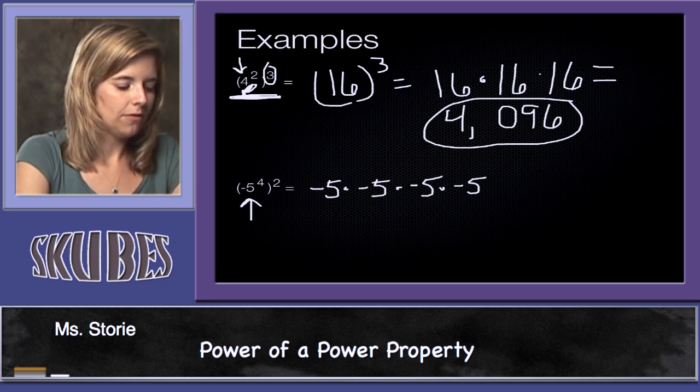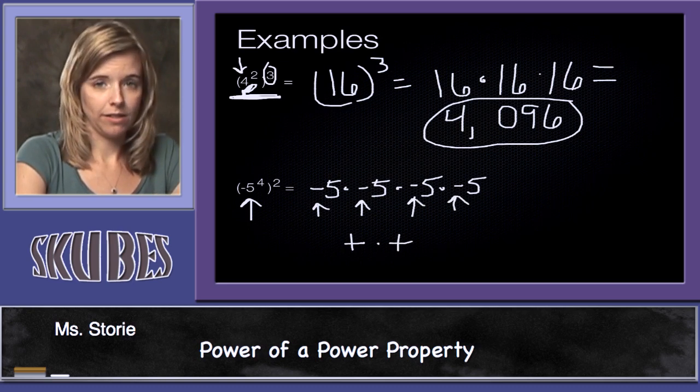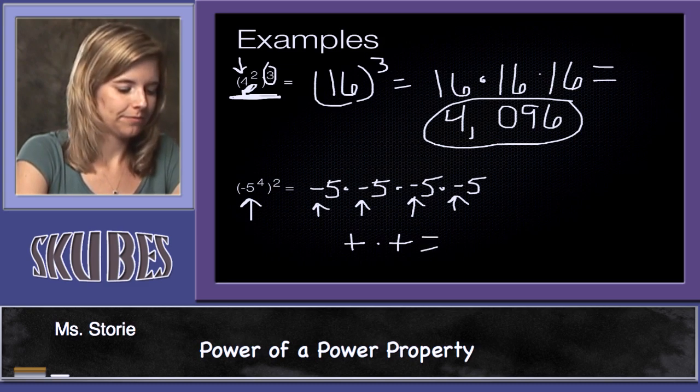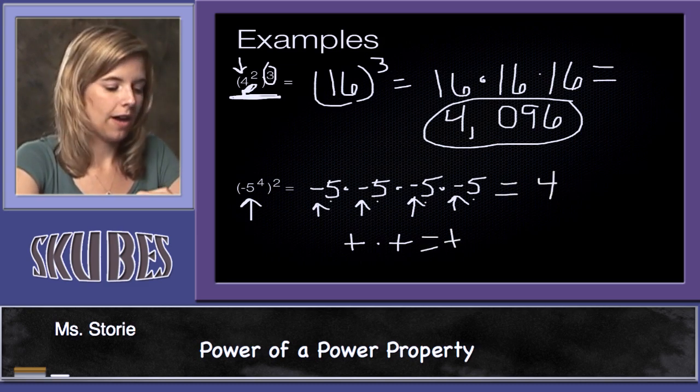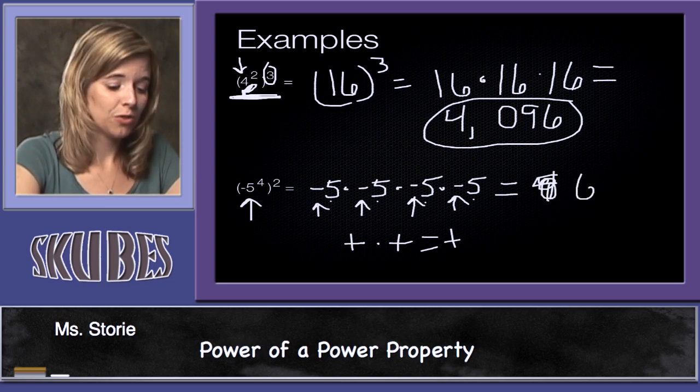Now if you have a negative times a negative, that makes it positive. And we have another negative times another negative, that makes it positive. And a positive times a positive is still going to be a positive. Okay, so if you take 5 4 times in a row, you're going to end up with a really big number, and that's going to be 625.